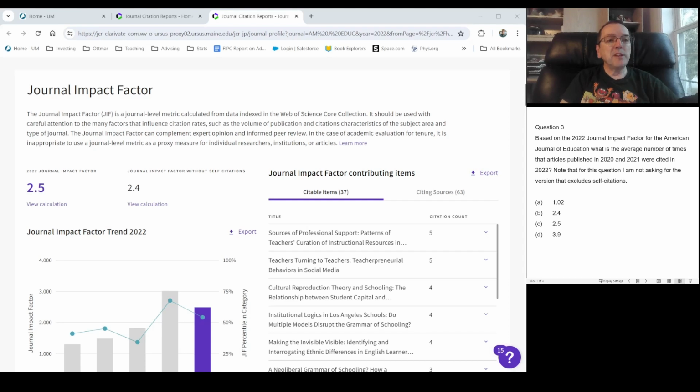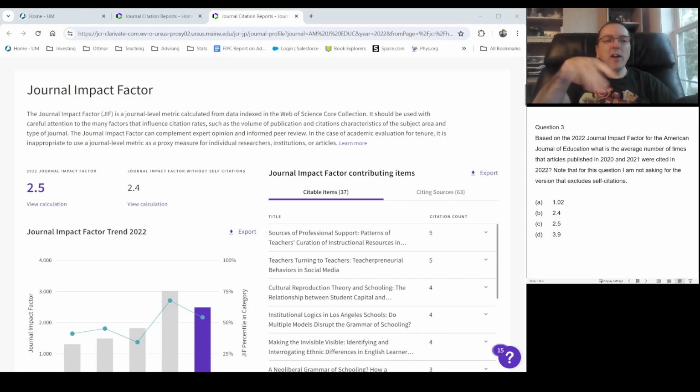We can actually see that number right here: their 2022 Journal Impact Factor is 2.5. And again, that's the average number of times that articles they published in 2020 and 2021 were cited in journals, not just this journal, but any journal that they're monitoring.